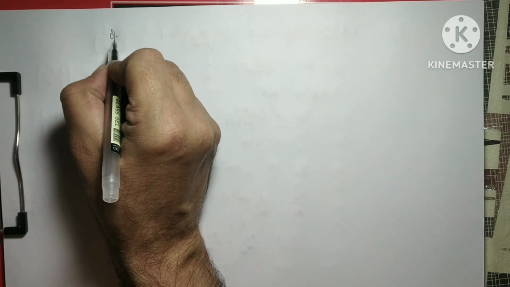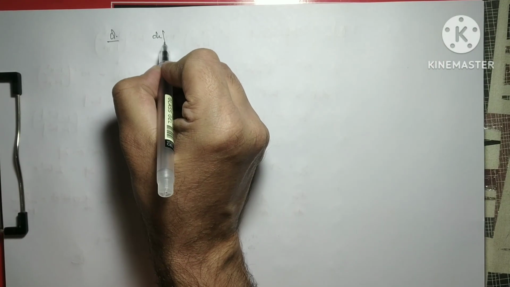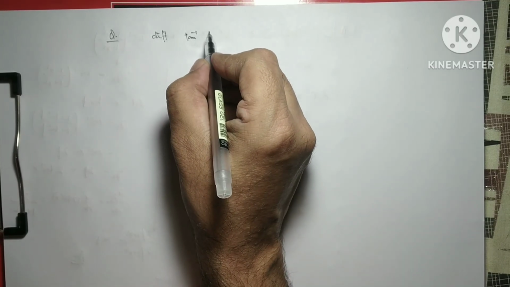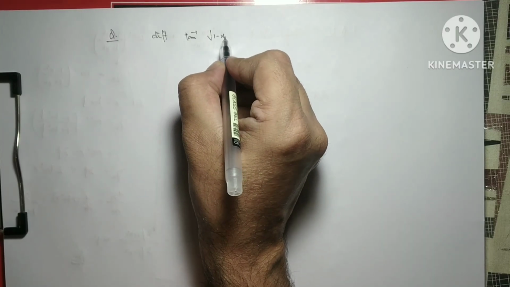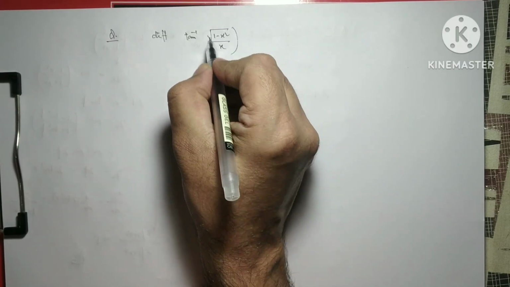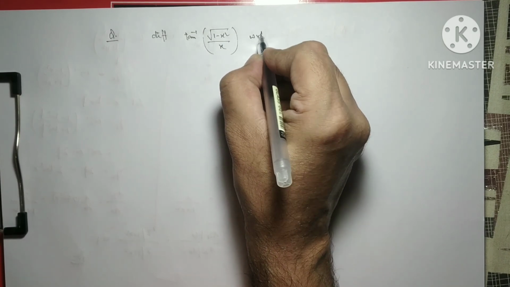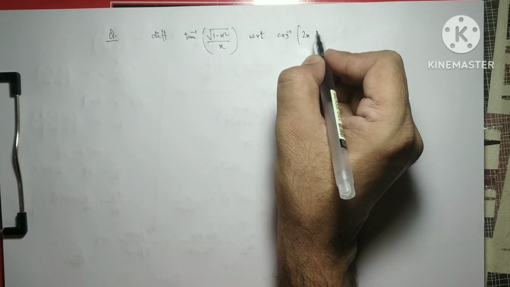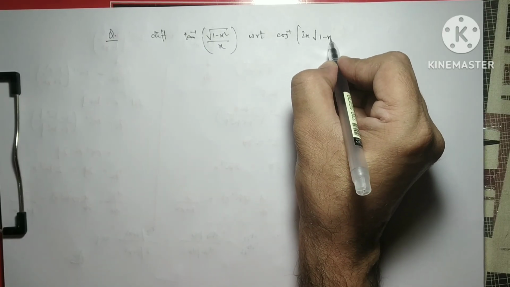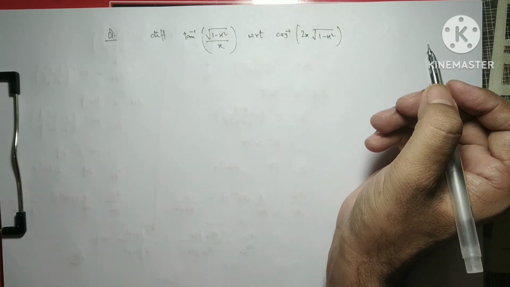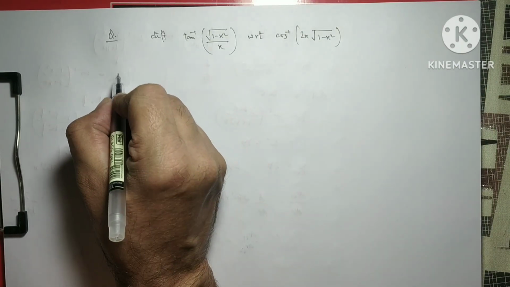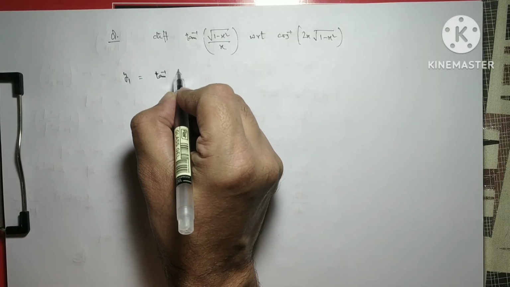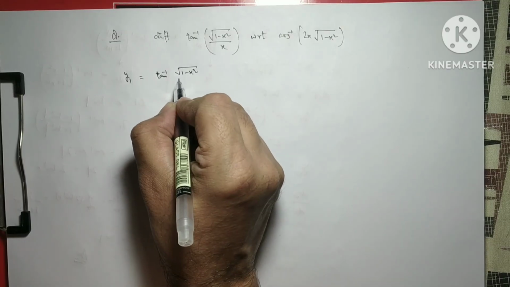So next question is, differentiate tan inverse under root 1 minus x square over x with respect to cos inverse 2x under root 1 minus x square. Okay, so y1 is this, y1 is tan inverse under root 1 minus x square over x.